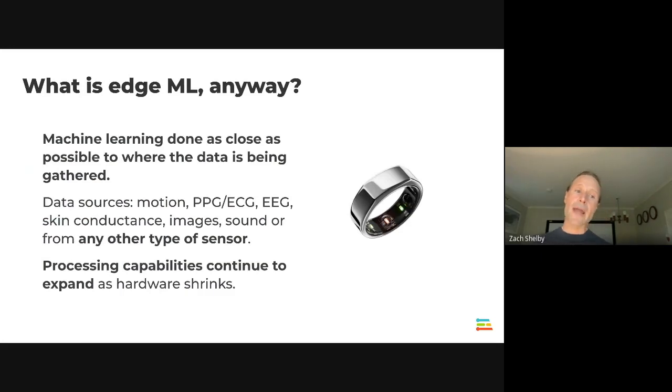So what is edge machine learning? Sometimes we talk about embedded machine learning. This is a new trend where we've been able to achieve a lot of advancement in machine learning algorithmic technology, so the math that we use to train an algorithm and then have that algorithm mimic some expert knowledge.